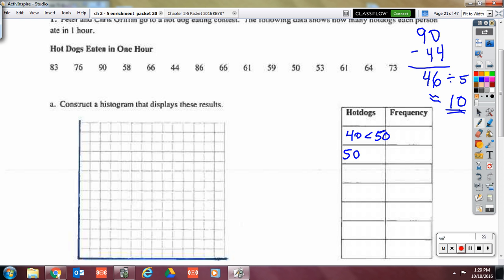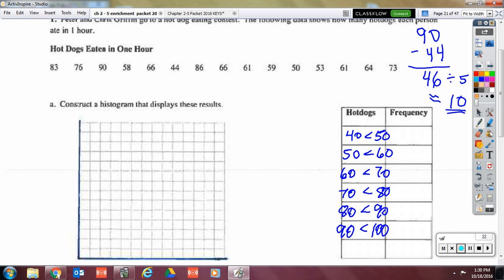And it goes up to 60. So I put the little less than because not quite 60. And so on. 60 up to 70. 70 up to 80. 80 up to 90. 90 up to 100.